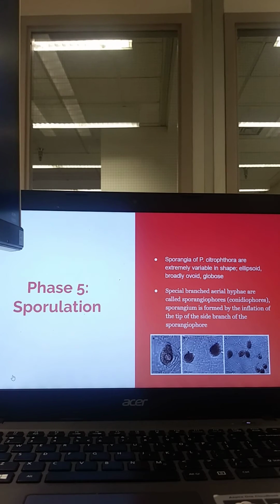Sporulation. I spoke shortly about chlamydospores earlier, and now I will talk to you more about the growth process. Sporangia of the citrophthora are very widely varied in shape: ellipsoid, ovoid, globose, etc. They have specially branched sporangiophores, which are hyphae, where the sporangium is formed by the inflation of the tip of the sporangiophore and then moved laterally after the spore has matured, so that another spore may begin growing, and they continue that until dispersal.